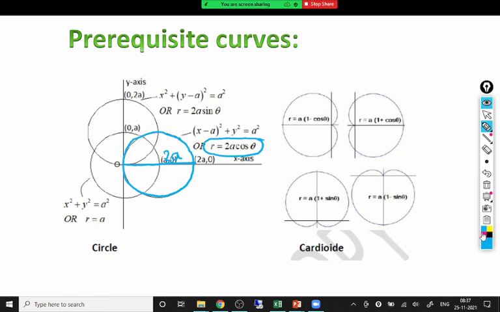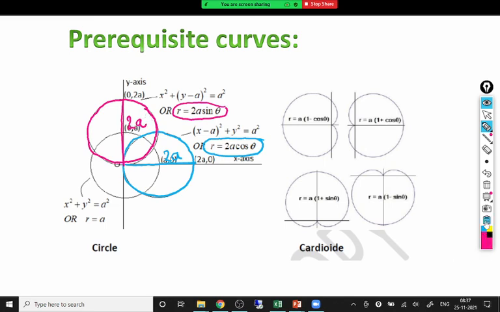Similarly, if we have r equal to 2a sine theta, then quickly you should draw the circle with the diameter 2a on the y-axis. You will observe this vertical length is 2a. Circle with the diameter 2a.